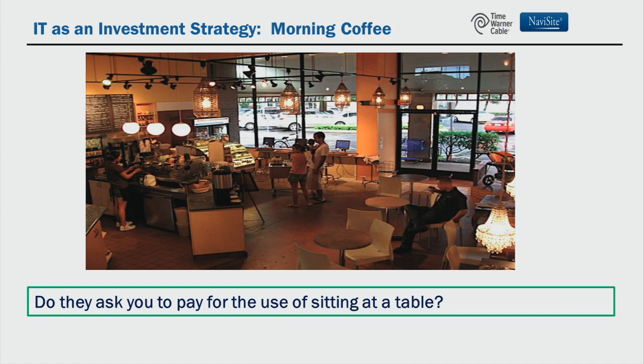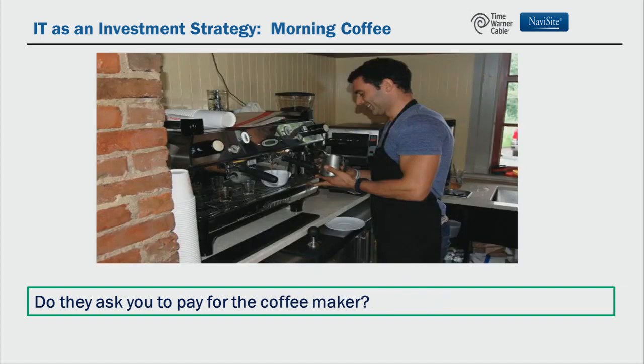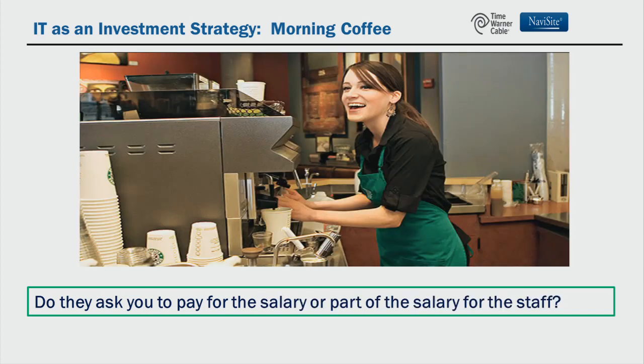When you use the environment, do they ask you to pay for the table you're sitting at? Do they do anything along those lines? Do they ask you to pay for the coffee maker that they're going to use to create your coffee, or even part of the coffee maker? Are they going to say something like, to take on this project of creating coffee for you this morning, we're going to have to allocate $20,000 to you all to give you your coffee? What? It better be good coffee for that much, right?